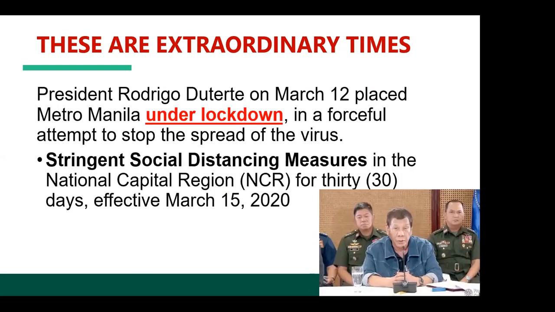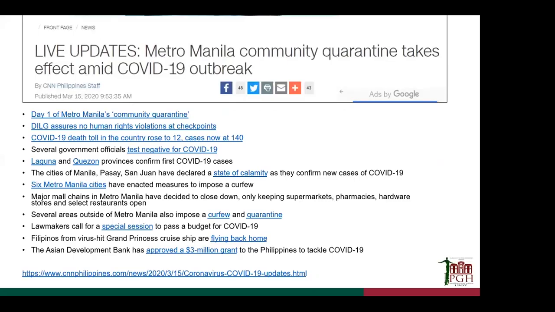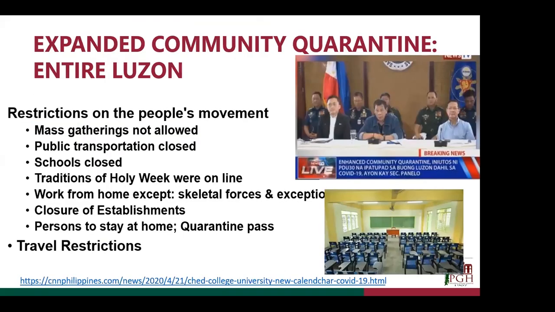And by March 15, there was this presidential announcement telling us that we will be on lockdown. This was initially just the National Capital Region, but after a day or so of experiencing what it was like to be on lockdown, the president announced that he will expand the community quarantine to the entire island of Luzon. So close to about 70% of the entire country population belongs to the main Luzon island.